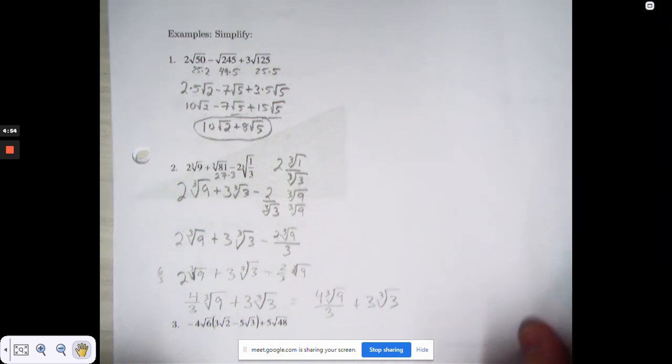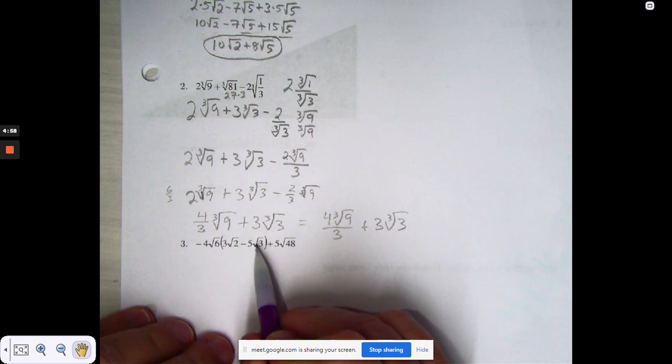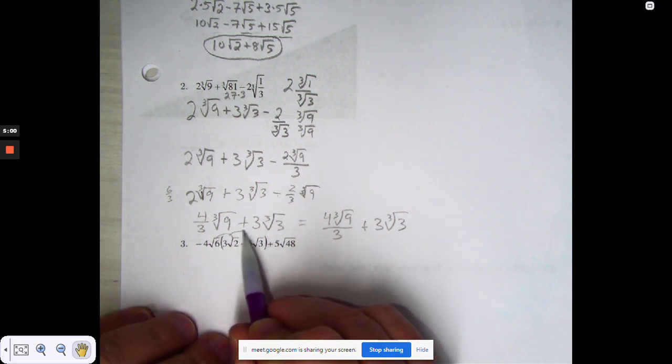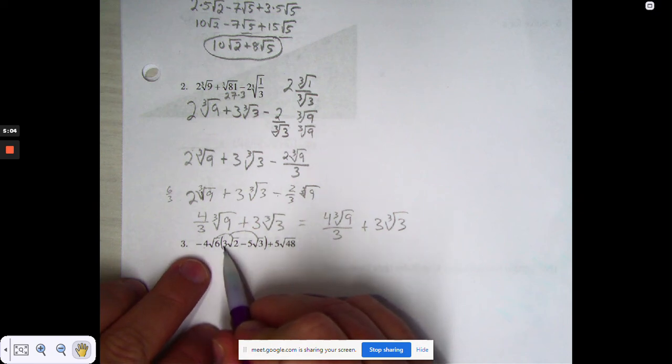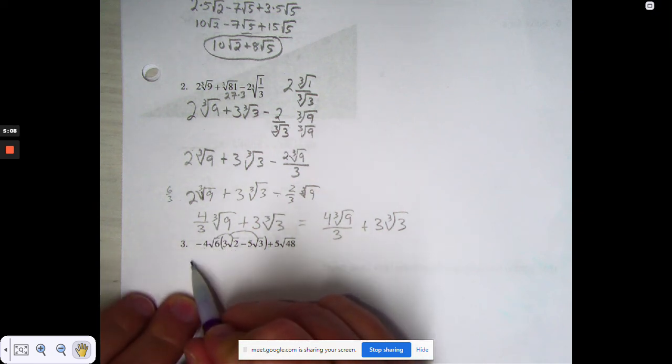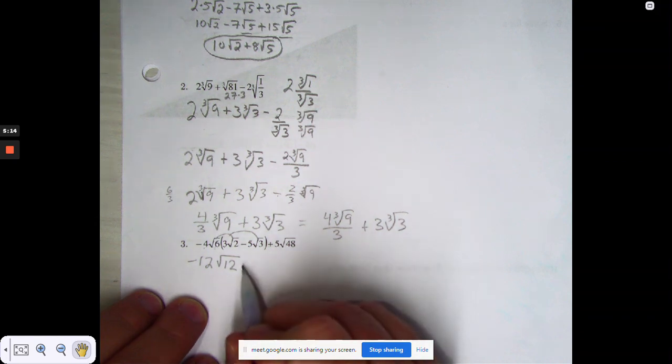Okay, number 3, we need to distribute this to each piece. So I need to multiply it by here and here. So remember, we do both the coefficients and the radicals. So negative 4 times 3 is negative 12. 6 times 2 is the square root of 12.